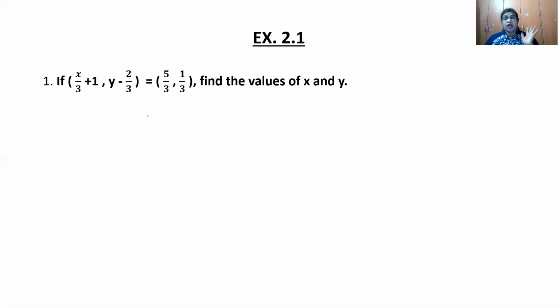Now I find the ordered pairs are equal. So we have discussed just now, ordered pairs become equal when their corresponding elements become equal. So let me take the corresponding elements. So I have here x by 3 plus 1 is equal to 5 by 3, and y minus 2 by 3 is equal to 1 by 3.